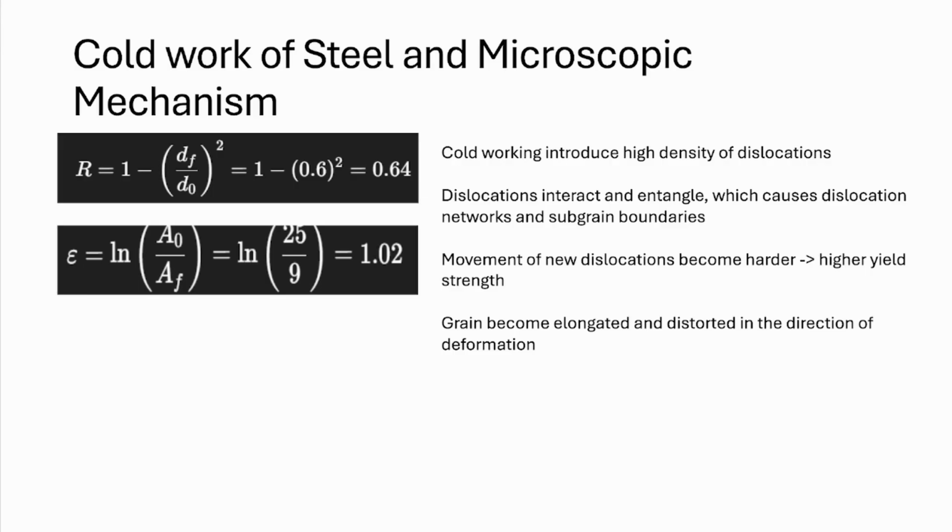Now back to cold work, which introduces a high density of dislocations. Dislocations interact and entangle, forming dislocation networks and subgrain boundaries in the material used. Movement of new dislocations becomes harder, which results in higher yield stress. Grains become elongated and distorted in the direction of the deformation. Now, after cold work, the material would have elongated grains, higher dislocation density, dislocation walls forming subgrains, and strong internal stress fields that hinder slip.